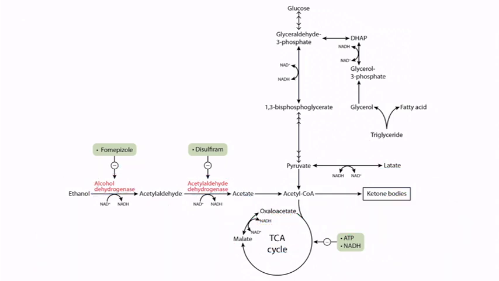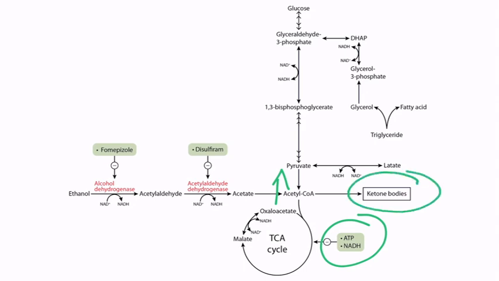From the figure, you can see that ATP and NADH also inhibit other enzymes in the TCA cycle. Therefore, alcoholism impairs the TCA cycle and results in the accumulation of acetyl-CoA. If acetyl-CoA is unable to be used in the TCA cycle, it's shunted towards the synthesis of ketone bodies. This explains why alcoholic patients can develop a ketoacidosis.